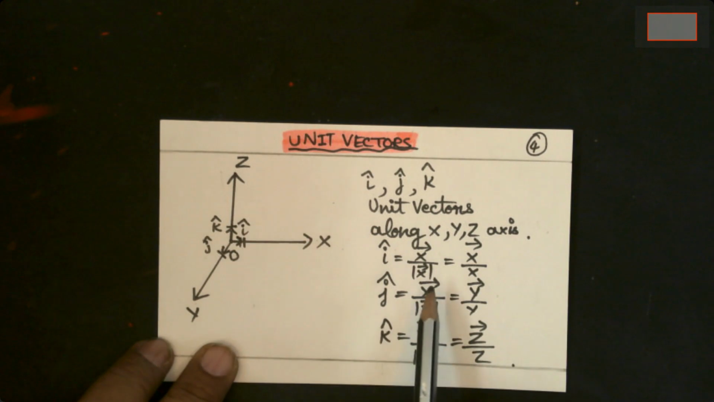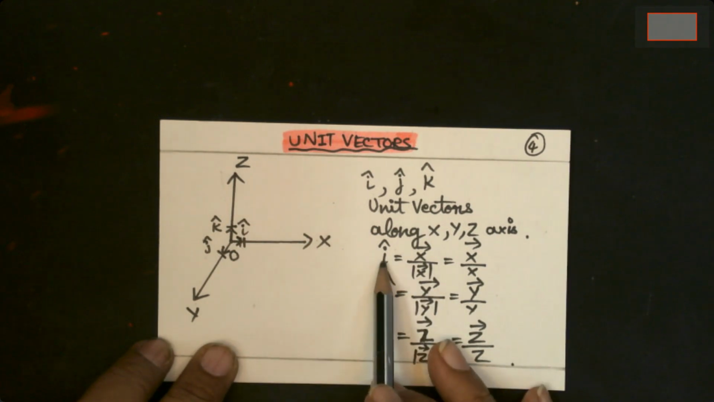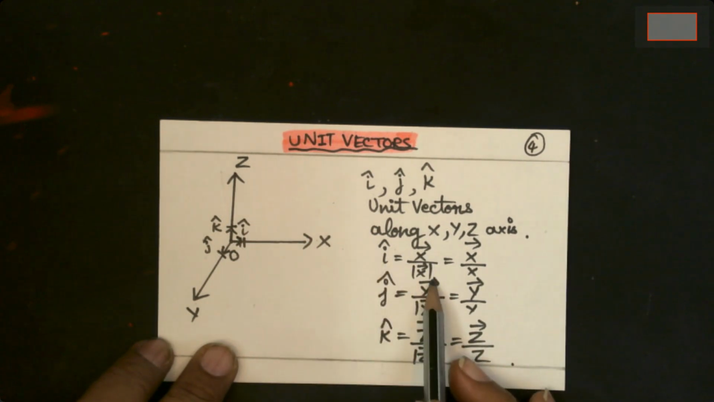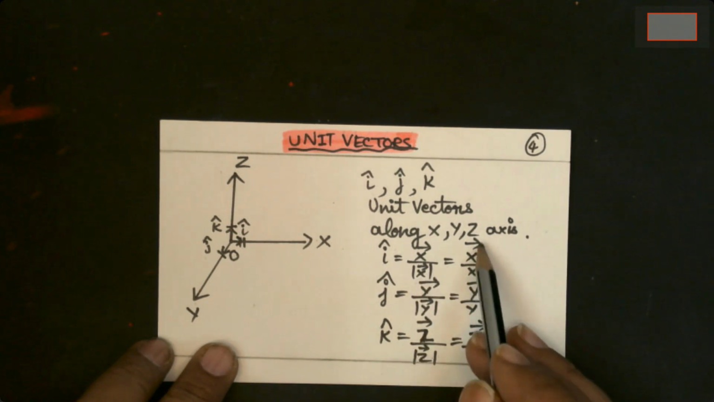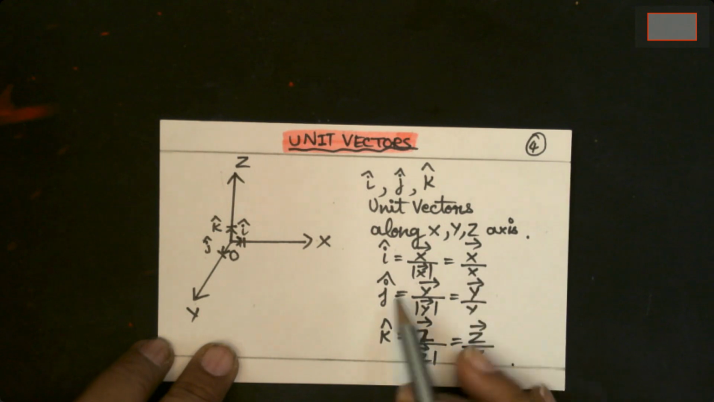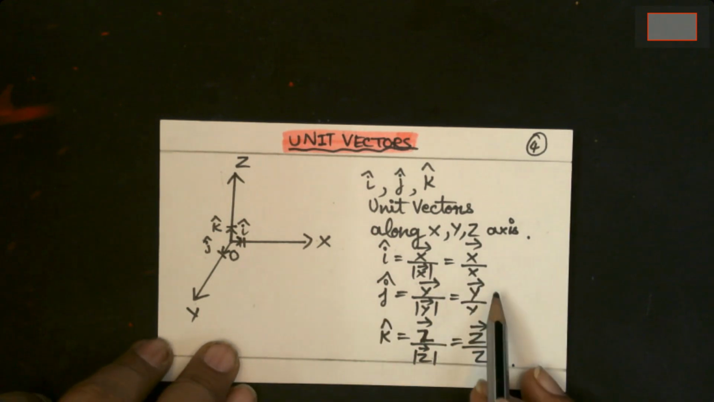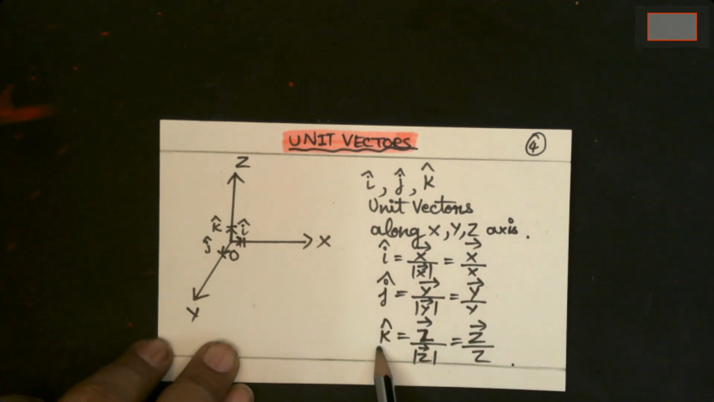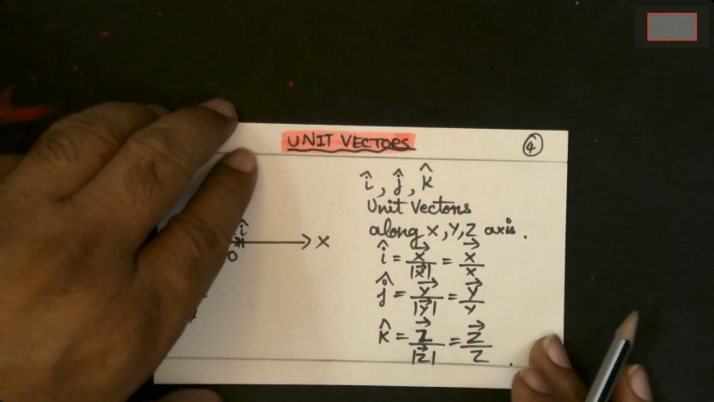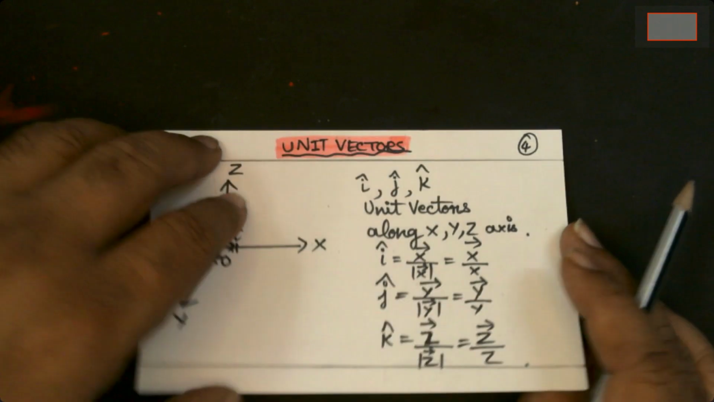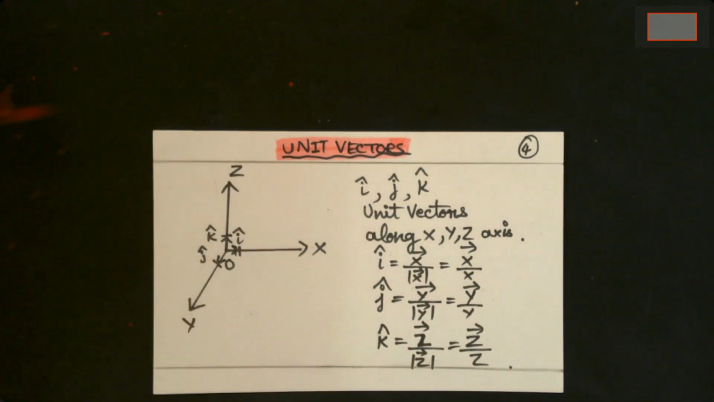As I already mentioned, i cap is nothing but the x vector divided by the modulus of the x vector. This can also be represented as x vector divided by x. Similarly, j cap is y vector divided by y, and k cap is z vector divided by z. So these are about the unit vectors, which will be useful during the derivations of some important aspects about electric field and electric forces, right?